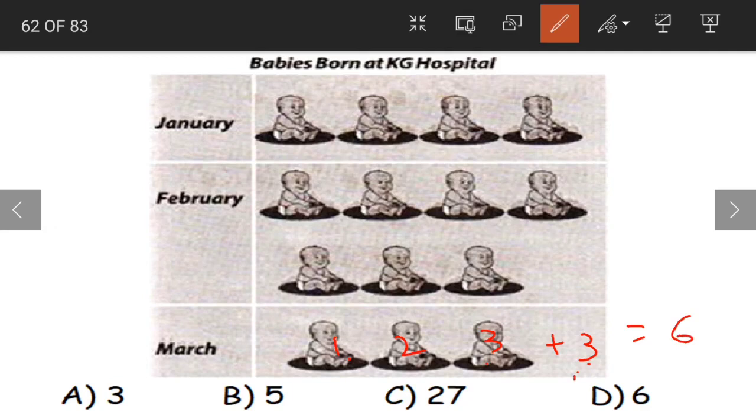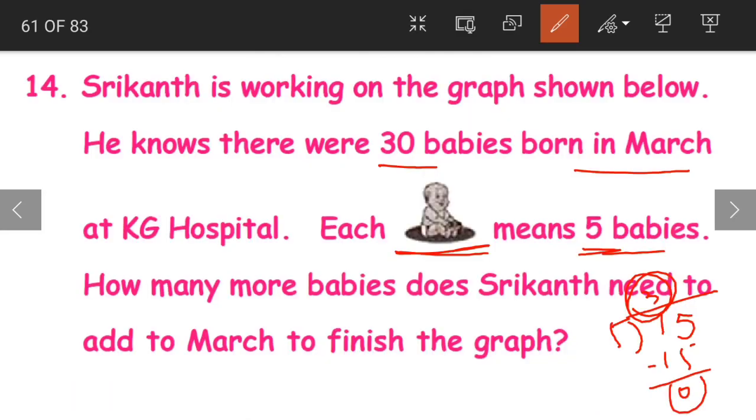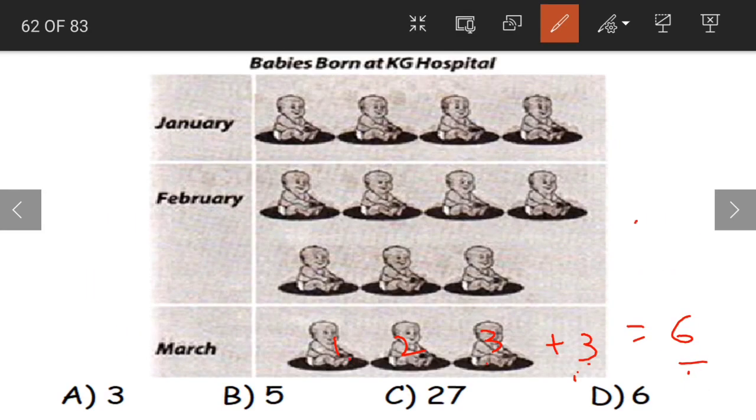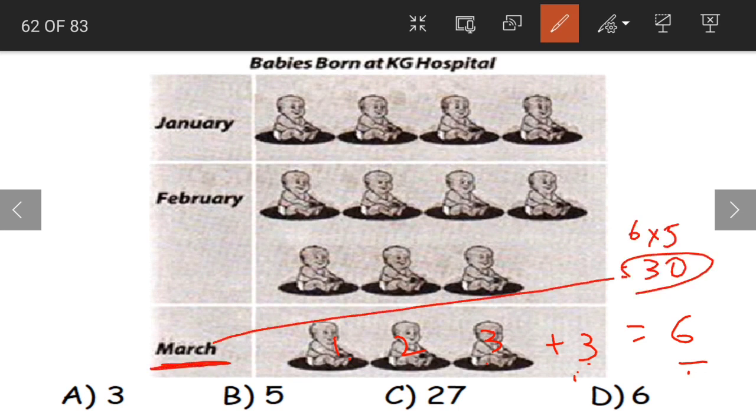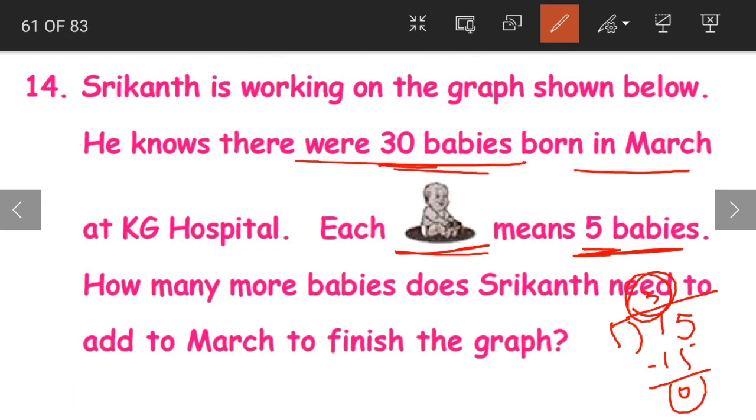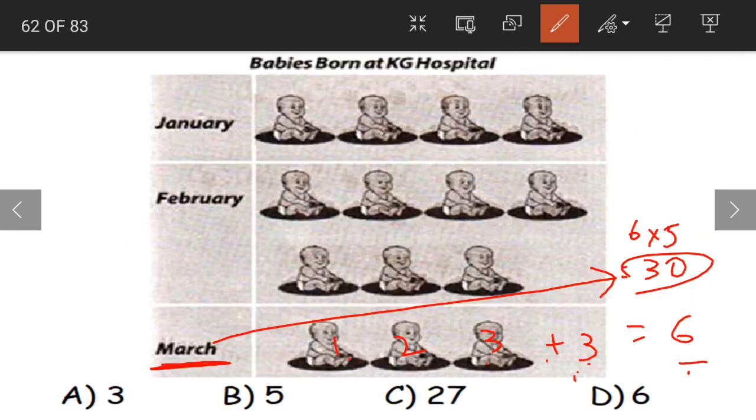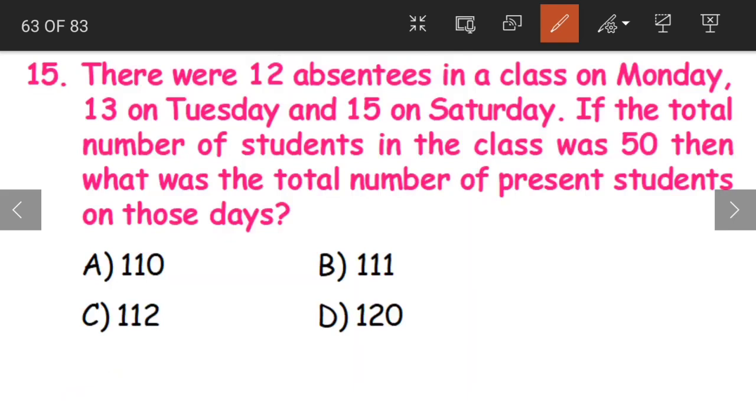When we add 3 babies to March, we'll get a total of 6 babies. Now what does this 1 baby stand for? 5 babies. So a total of 6 means 6 into 5, 30 babies. Yes, the total number of babies born in March is equal to 30, which is the same as the actual number. Yes, so how many more should we add, children? We need to add 3 more babies. That is option A. Question 15.